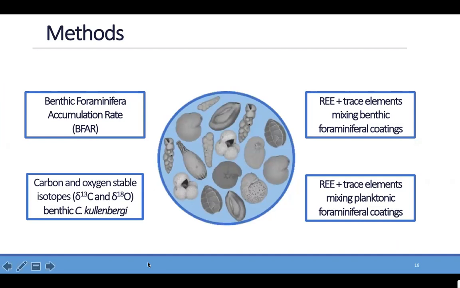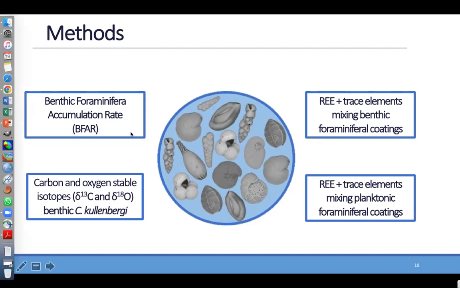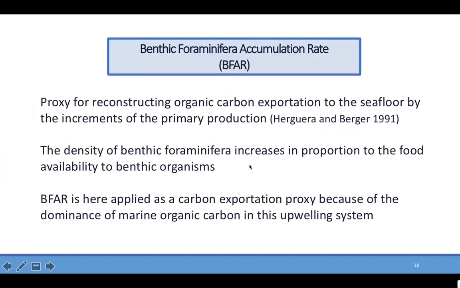left-hand side, you are going to see that we have also analyzed stable isotopes from benthic foraminifera, Cibicidoides wuellerstorfi. And in the top left, you are going to see that we also did the benthic foraminifera accumulation rate. That's a well-known proxy for the benthic foraminifera community, because it reconstructs this organic carbon exportation to the seafloor due to these increases in primary productivity. And the density is mainly based on the idea that if more food is delivered to the seafloor, then we are going to have an increase in the density of the benthic forms and the benthic organisms at the bottom. So we applied this index as a carbon exportation proxy, because in this upwelling system the dominant organics come from marine organic carbon from this upwelling.